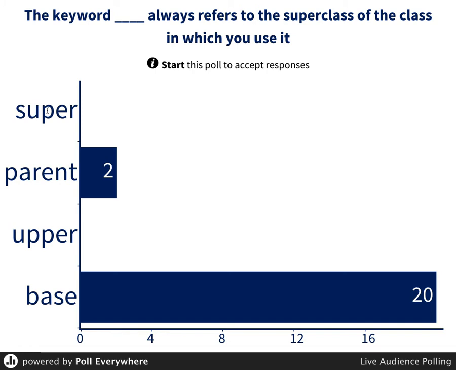Super is something we use in other languages. We can use it in JavaScript, especially the new version that's coming out, ECMAScript 6. We can use it in Java itself and other languages, but not in C#.